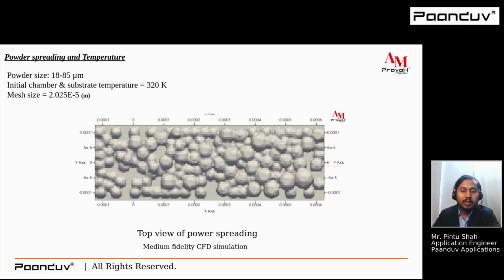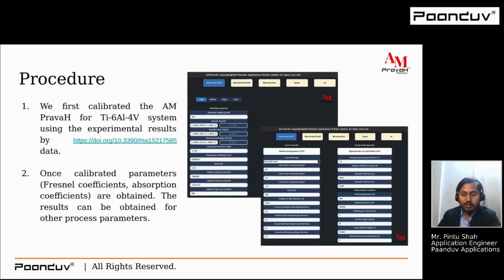As I described in the first slide, the substrate will be there first, and above that the powder will be spread. As you can see here, the powder is spread over the substrate. The powder size is 18 to 85 micrometer diameter, and the initial substrate temperature is 320 Kelvin. And this is the top view of the spreading at medium fidelity simulation.